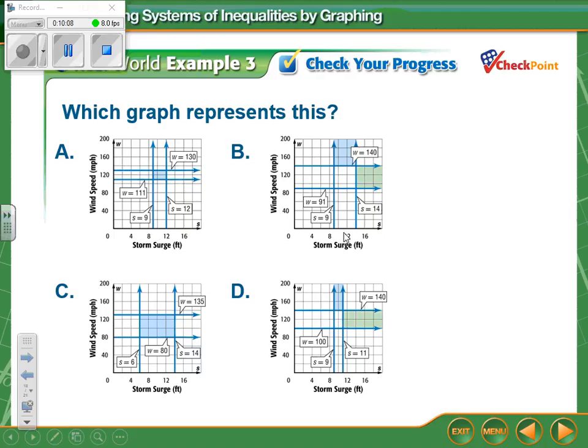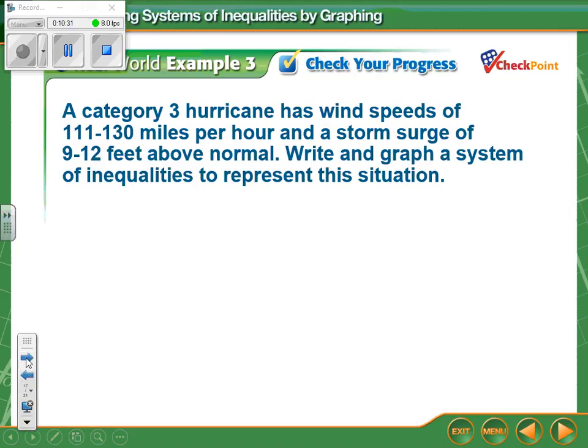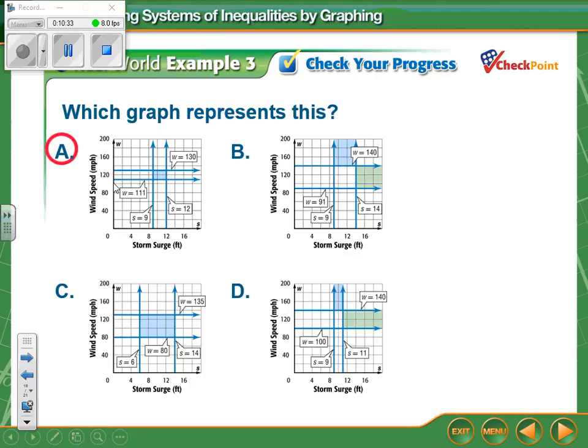This looks more like 9 to 14. This looks more like 6 to 14. This looks like 9 to 11. 111 to 130 would be right in here. Be between those two and between those two, and so this squared area in the middle would be our solution.